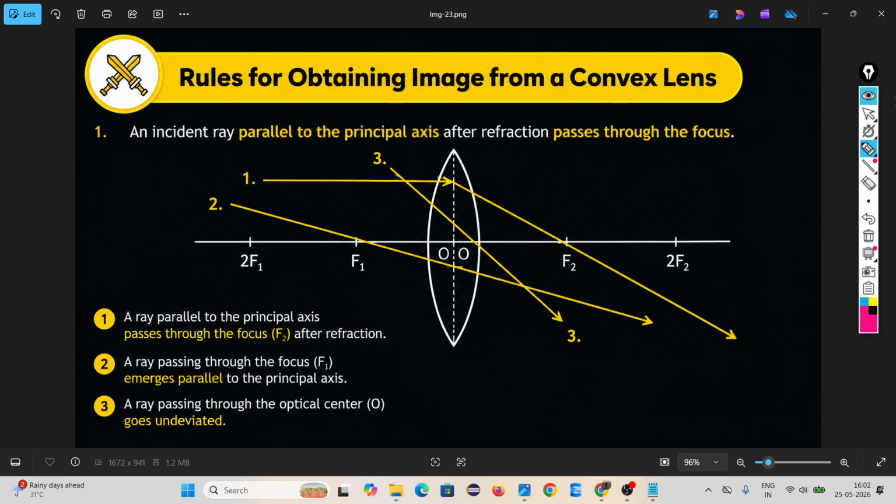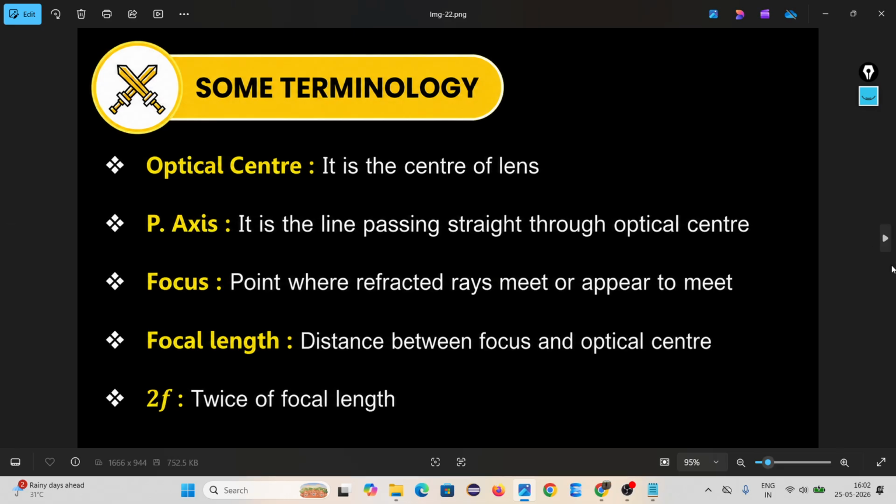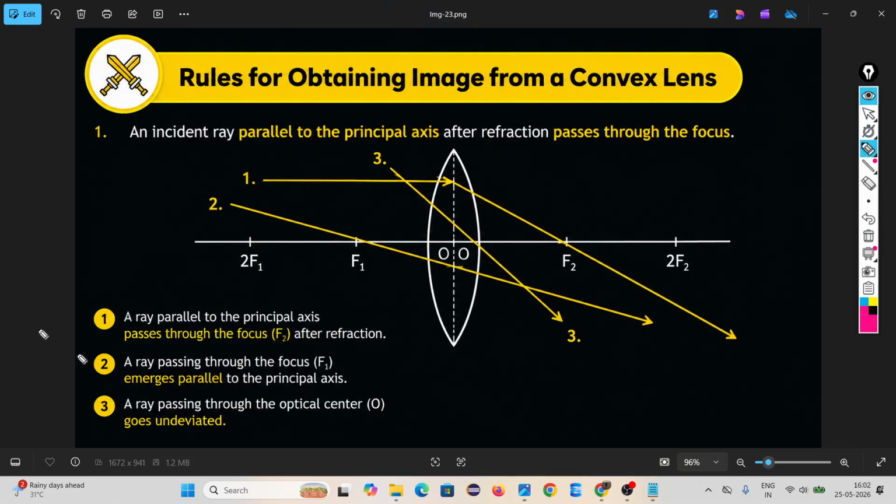But here we have to learn. Look, number one rule. Three rules are there. A ray parallel to the principal axis. Look, rule number one: a ray parallel to principal axis. Always you have to touch the incident ray to this dotted line. It passes through the focus F2 after reflection. If the ray is coming parallel to the principal axis, it passes through the focus. We have two focus, but you have to remember the right hand side focus.